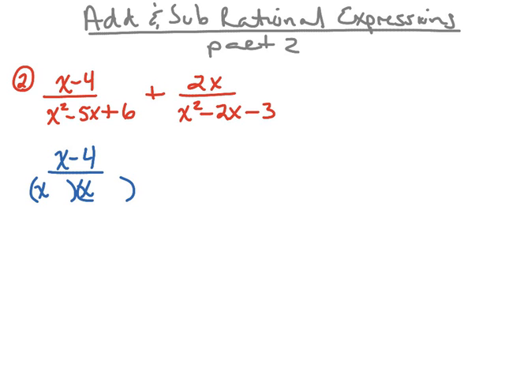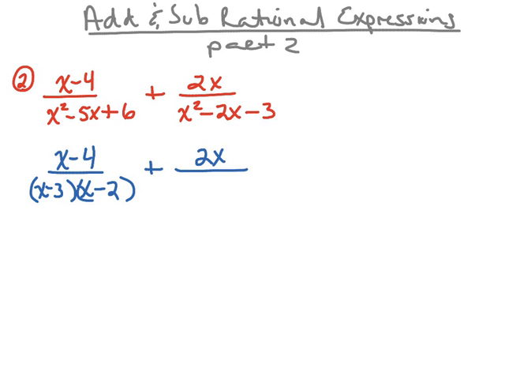What I need are some factors of 6 that are going to also add up to a negative 5. In this case, that's going to be a negative 3 and a negative 2. Notice how negative 3 times negative 2 give me the 6, and a negative 3 plus a negative 2 add up to a negative 5. I'm going to do the same thing with this other denominator. X squared minus 2x minus 3 needs to be factored.